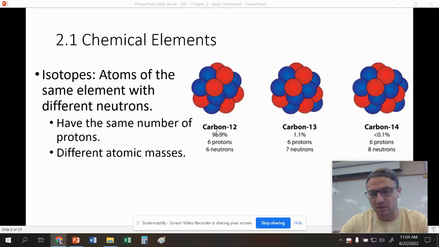So, let's go back to carbon. Carbon 12 has 6 protons and 6 neutrons, which equals 12. Carbon 13 has 6 and 7, which equals 13. And then carbon 14 has 6 and 8, which equals 14. These percentages here are the relative abundance of that isotope on Earth. So you can see most of the carbon that we have is in carbon 12.